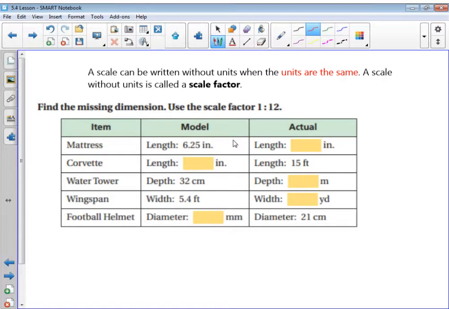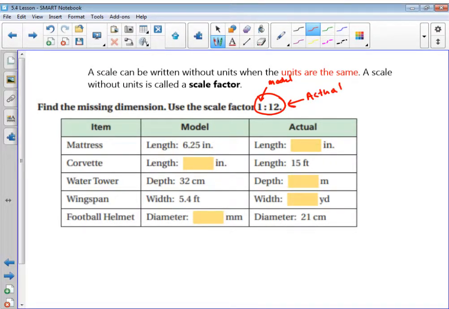When it is listed like this, that means that the 1 and the 12 have the same unit measure. So if they ask for our answer in a different unit, we're going to have to convert. The first one says mattress. The length is 6.25 inches and the length is blank inches. Remember, when we look at these, the first number is always going to be the model, and then the second number is the actual.